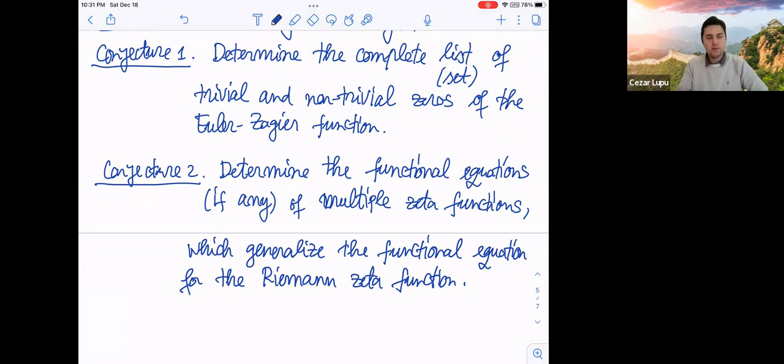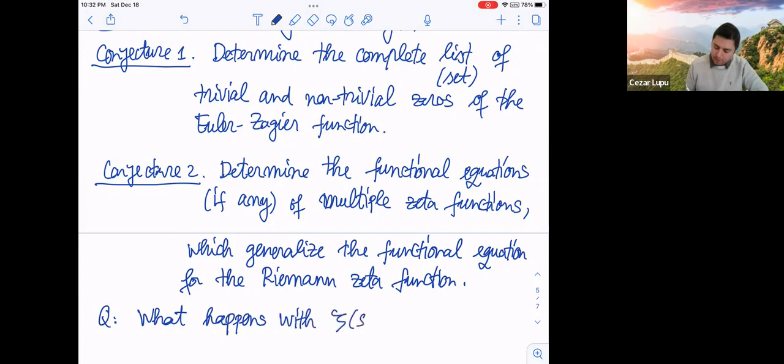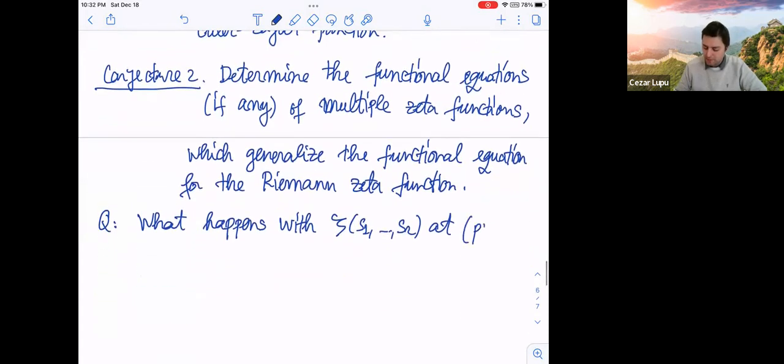As you can see, the contrast between these two functions, between the Riemann zeta and the multiple zeta functions. In fact, you will see that when we talk about the special values of the multiple zeta functions, there is even more mystery even there. So the question we would like to address is, what happens with the multiple zeta functions at integers, or let me be more specific, at positive integers.